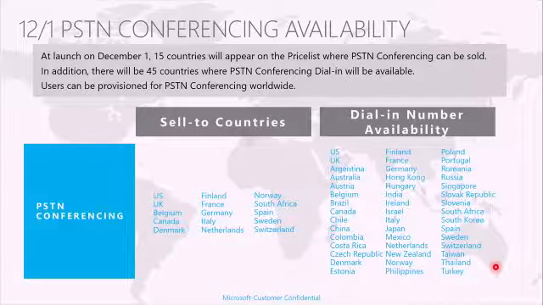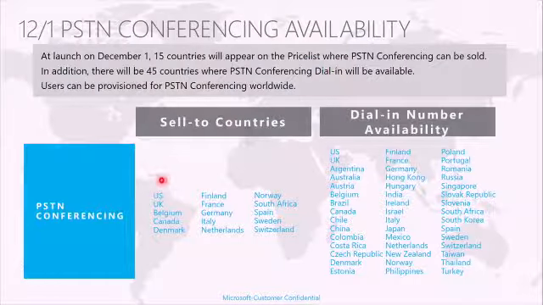So, for example, not to pick on my friends down under, but if I look at Australia, you'll see that they are in the dial-in number availability list. That means that if I have a billing address in the United States, I can buy PSTN conferencing and I can give my folks that are in Australia a dial-in number that's available to them locally. However, if my company only has a billing address in Australia, I can't purchase the PSTN conferencing service as of yet because Australia is not yet on the sell-to countries list.